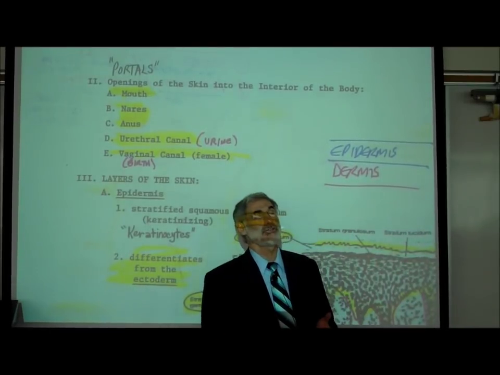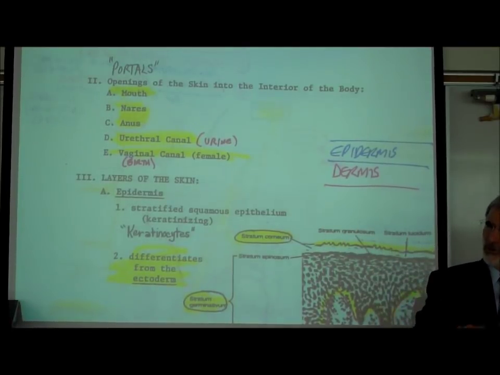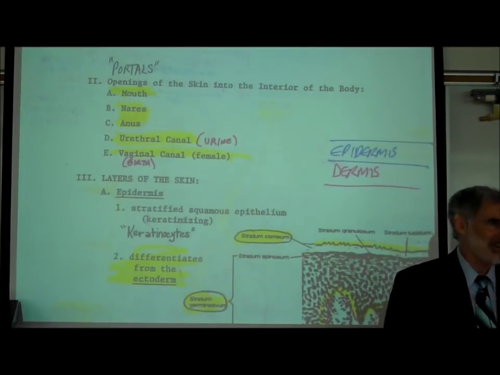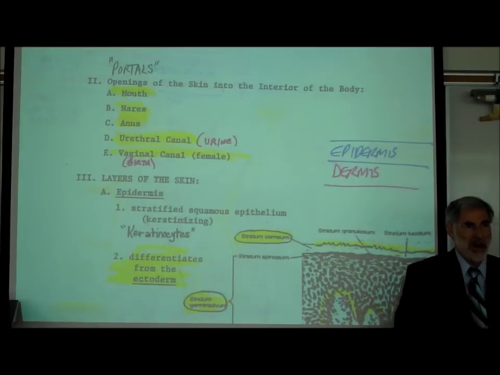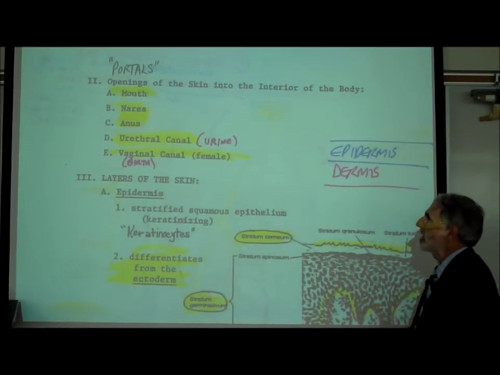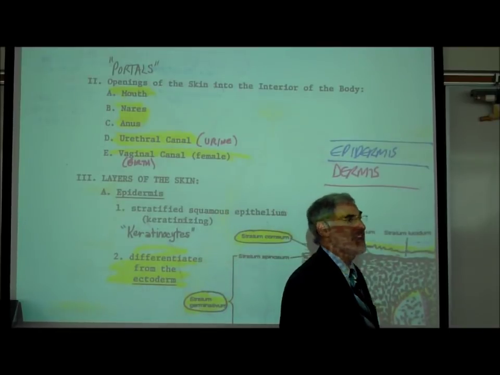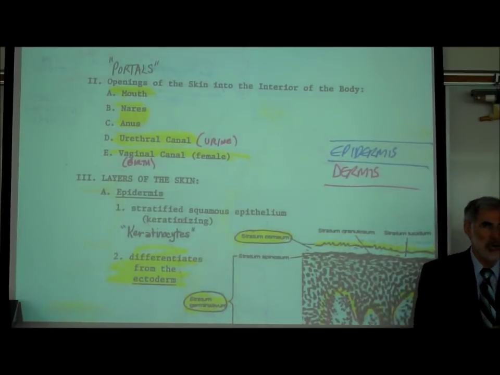That's another entry point. And especially in women, and we'll learn why later, are especially prone to urinary tract infections, because that's another natural portal or opening into the body where bad guys enter. Women have an additional opening that guys do not have. That's the vaginal canal, the birth canal, or vaginal opening.